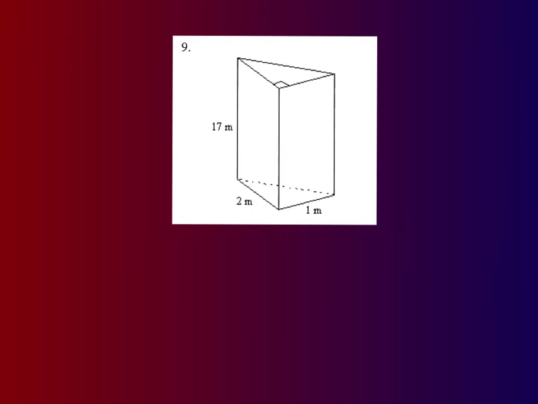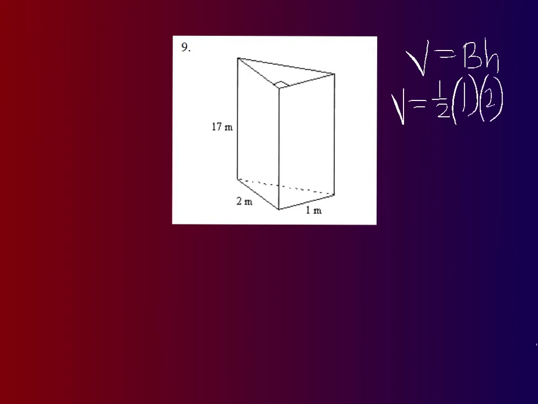For number 9, we have the same directions. We want to find the volume of the prism, and we want to round to the nearest tenth. Again, volume is equal to area of base times the height. Our base here is a triangle. So the area of a triangle is 1/2 the base of the triangle, we can call that 1, times the height of the triangle, we can call that 2, times the height of the prism, and we can say 17.